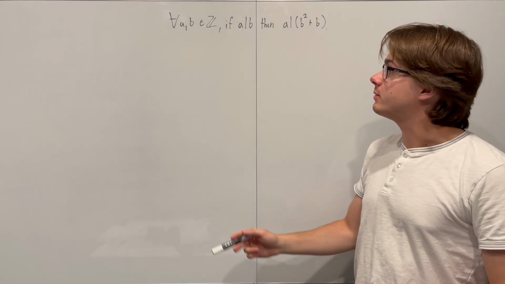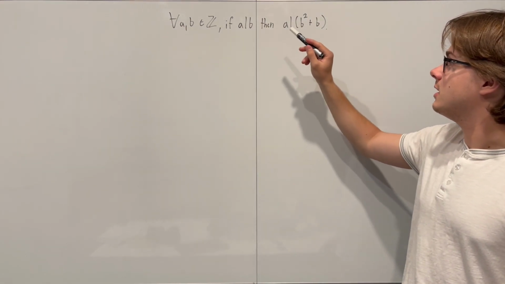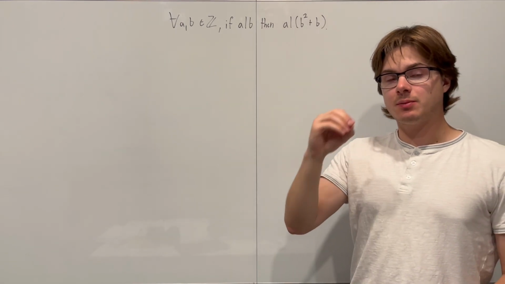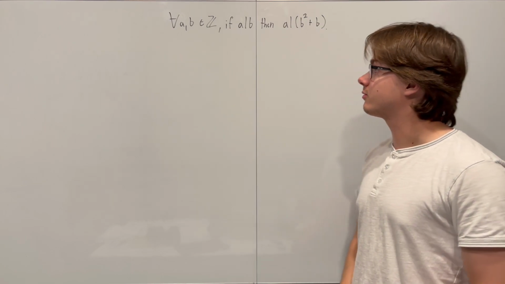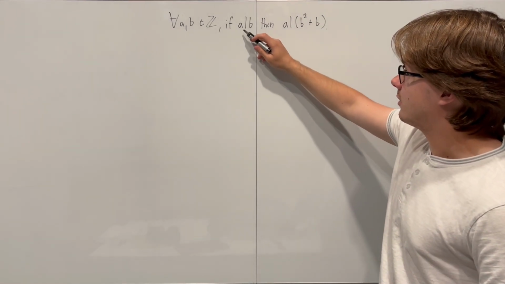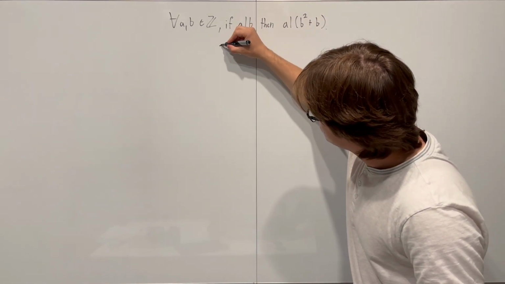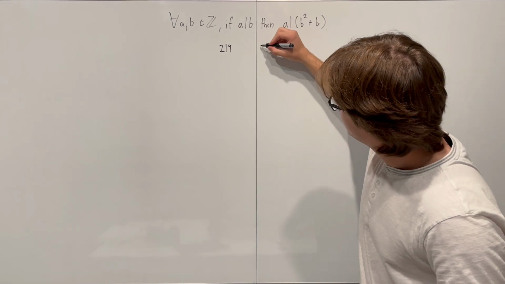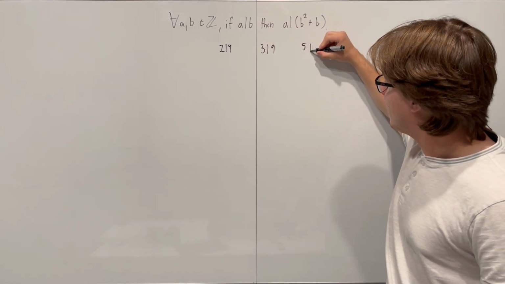Is the following statement true: for all integers a and b, if a divides b, then a divides b² plus b? So what we should start with is thinking of some examples before we start assuming it's true or false. My favorite examples when we need to think of something dividing something are 2 and 4, 3 and 9, and 5 and 10.